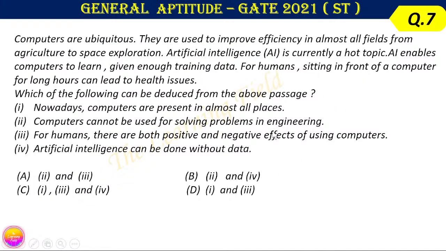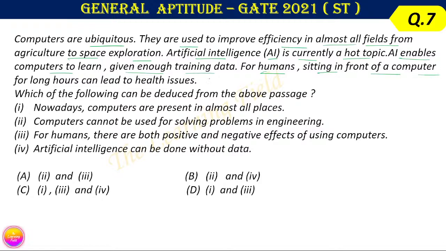Now we are going to the next question, question number 7. I think it is an English comprehension question. Computers are ubiquitous. Okay, so they are used to improve the efficiency in almost all fields, from agriculture to space exploration. Artificial intelligence, AI, is currently a hot topic. AI enables computers to learn, given enough training data from humans.